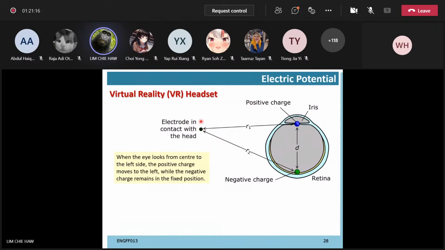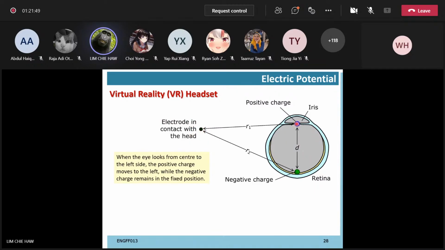The headset itself will record this value of the potential, because look at that, there is a distance of R1 from the iris to the electrode, and a distance of R2 from the retina to the electrode. Still remember, if we have two charges, you are going to have two potentials, isn't it? So you just calculate the direct addition of these two potentials, and you will know what potential is detected by this electrode. Understand the idea or not?